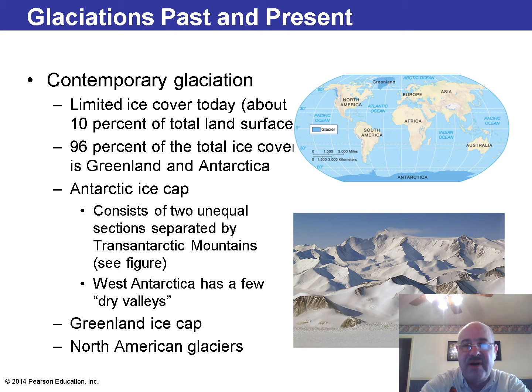All right, so contemporary glaciation. You look where we were, and now you see where we are. Okay, here is Greenland, and here is Antarctica. That's all that's got ice now. Some of the mountains do, but that's really all that's got ice. Limited ice cover today, about 10%. So instead of a third, it's down to 10% of total land surface. 96% of total ice cover is in Greenland and Antarctica.